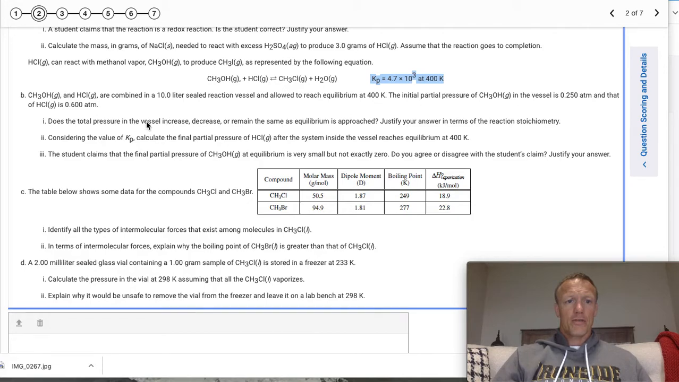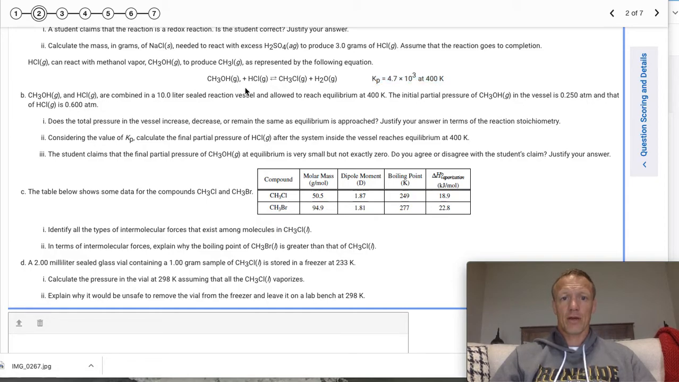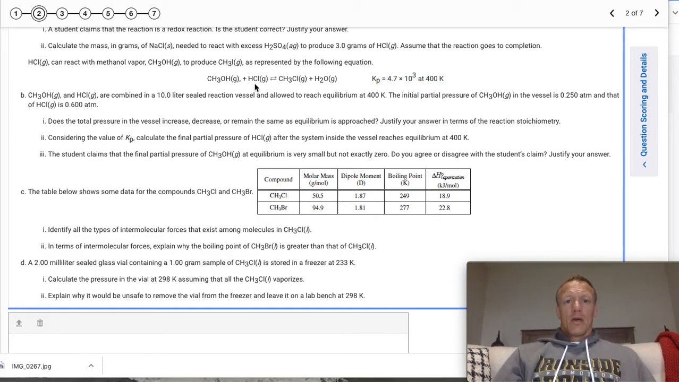Does the total pressure in the vessel increase, decrease, or remain the same as equilibrium is approached? Justify your answer in terms of the reaction stoichiometry. If you think about this reaction for a minute, we're starting off with 0.25 atmospheres of this, 0.6 atmospheres of HCl. I'm just getting those numbers from there. Once we're at equilibrium, is the pressure going to be more, less, or the same? Well, let's think about this for a minute. We're going from 2 moles of gas to 2 moles of gas.